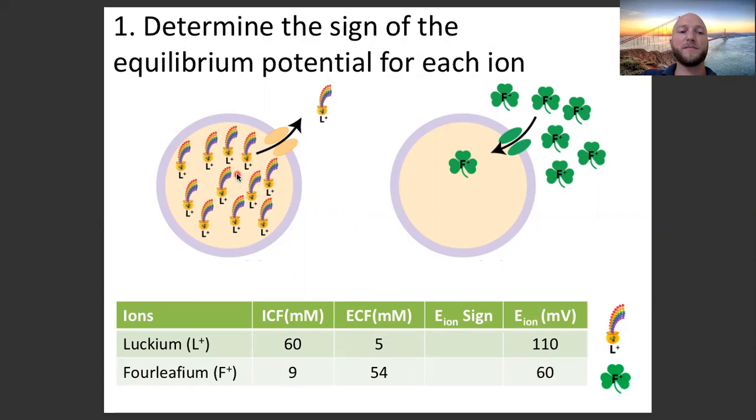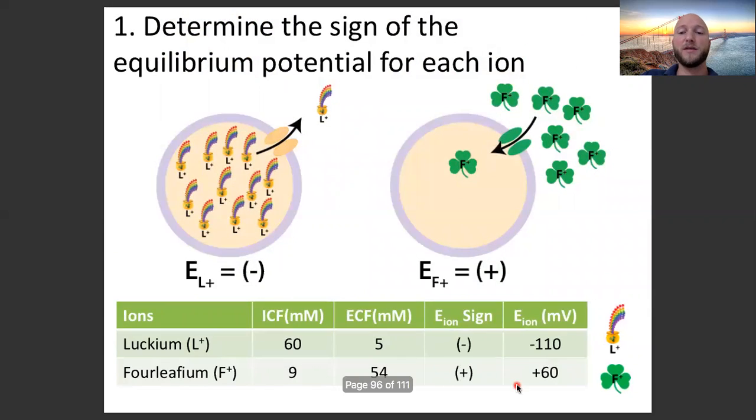So let's look at lithium, where the concentration gradient is flowing out of the cell. It's a positively charged ion. We're removing positive charges from the cell, so we're going to make the cell more negative. For the other lithium, concentration gradient wants it to flow into the cell, we're adding positive charges to the cell, so it's going to make the cell more positive. Its equilibrium potential sign should be positive.